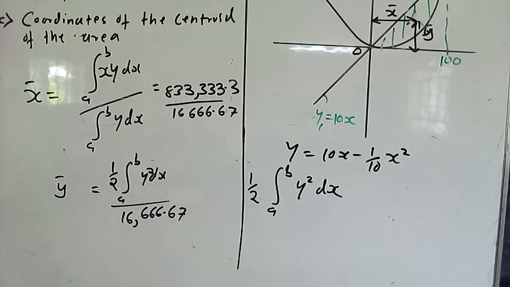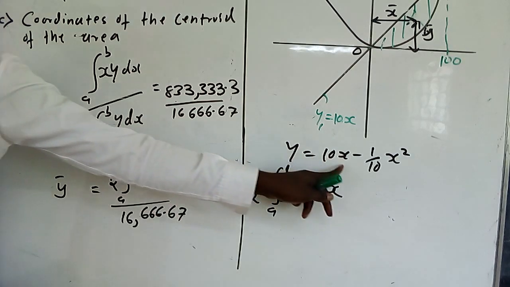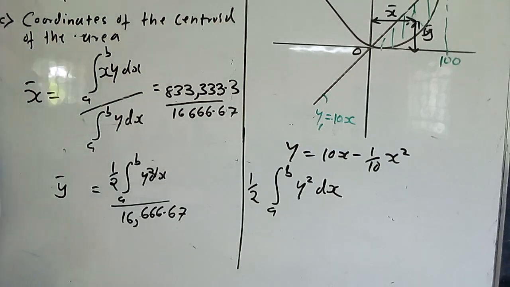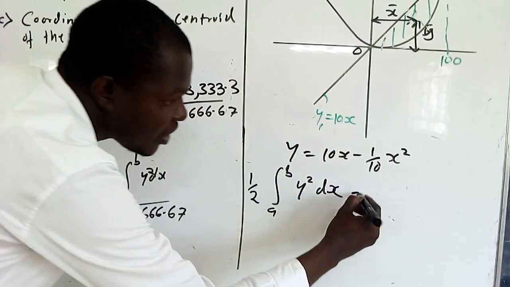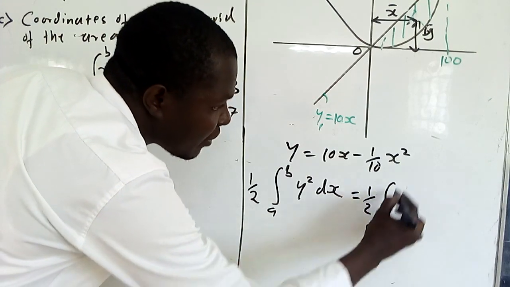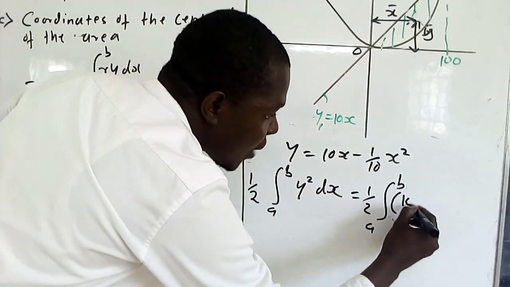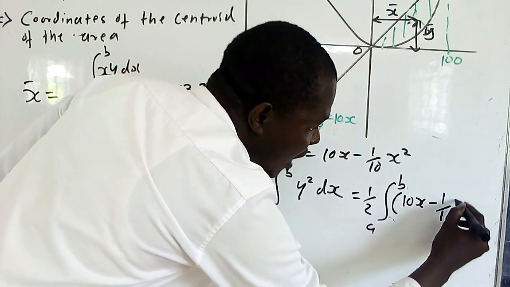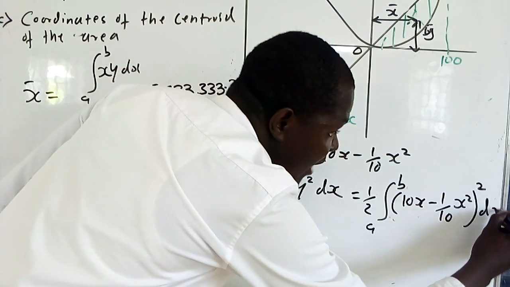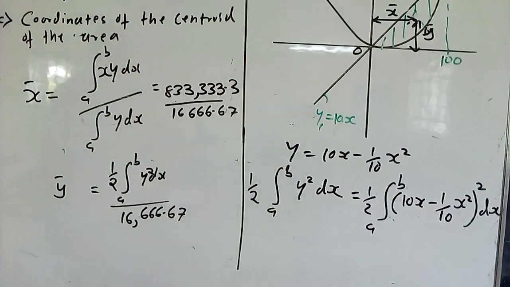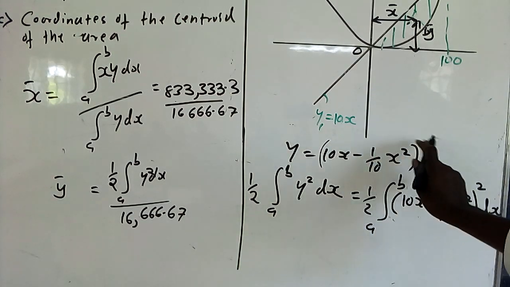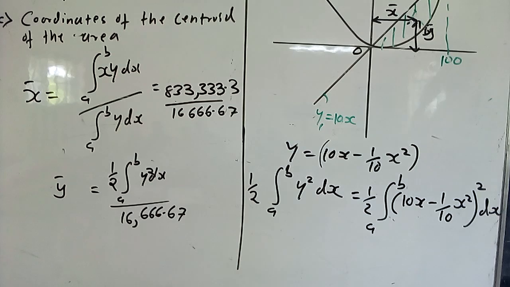So what is your y defining the region? 10x minus 1 over 10x squared, isn't it? Are we together? So when it is y squared, it means you have a half, then you are integrating from a to b. Y squared is 10x minus 1 over 10x squared, squared. It is that y value which has been squared, and the whole of this is y. So if you square both sides, you get y squared.